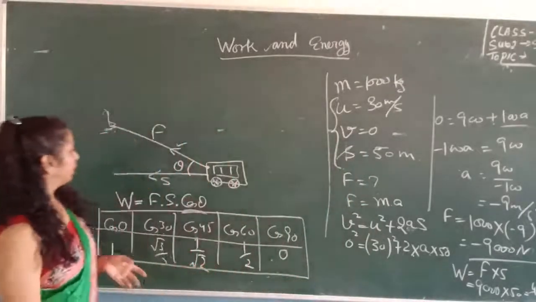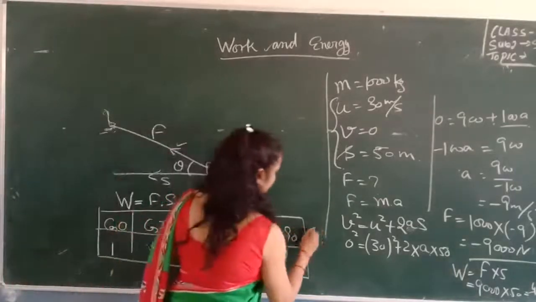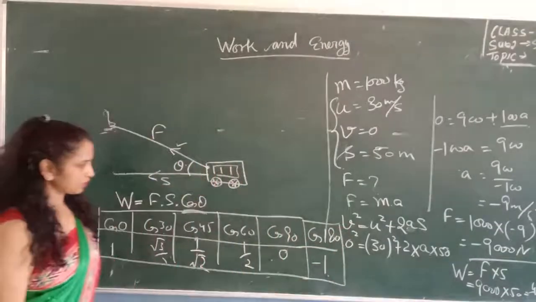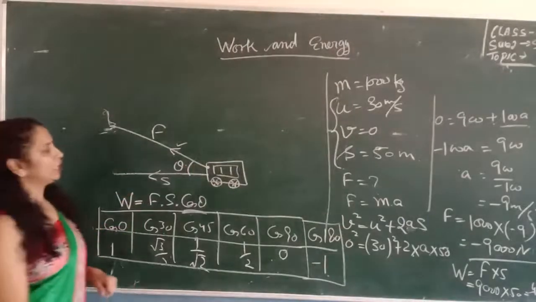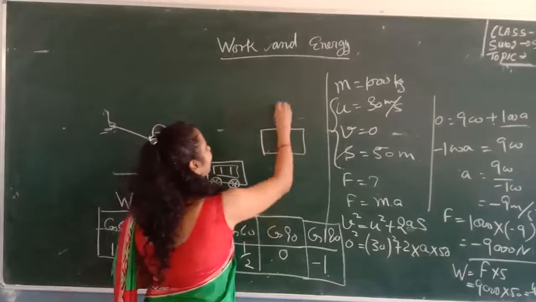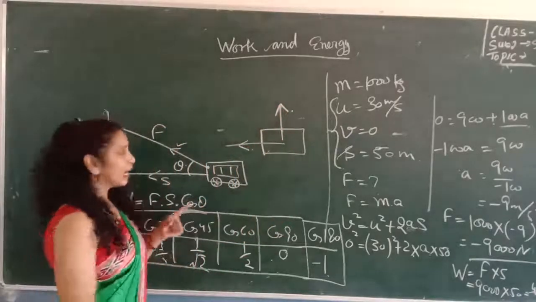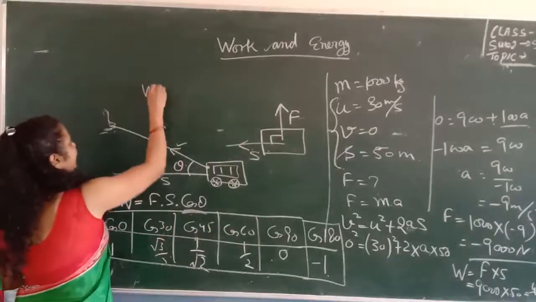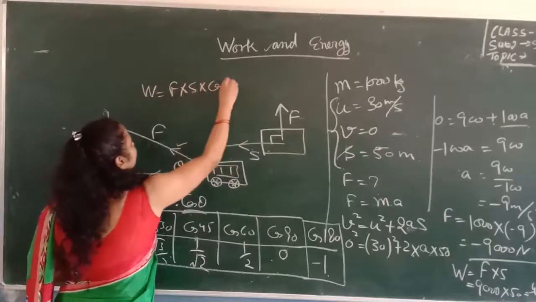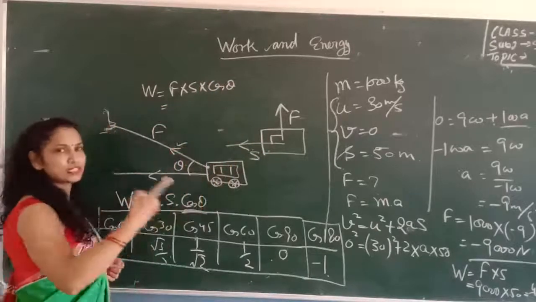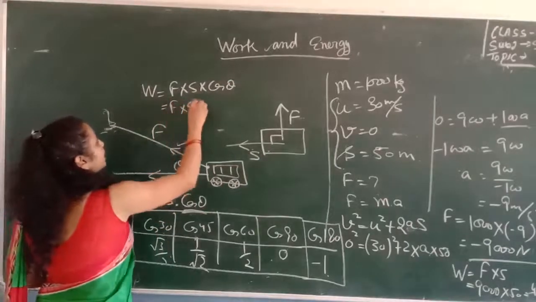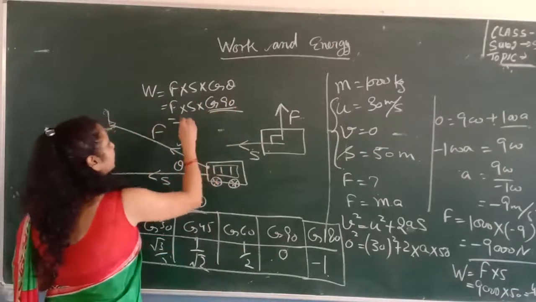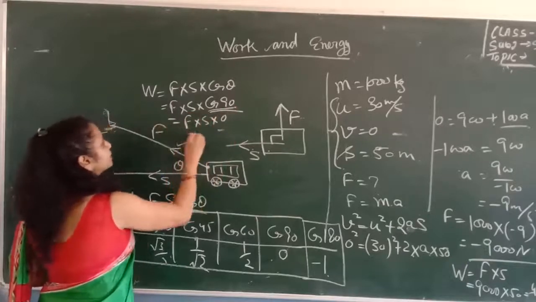Now let us discuss the values of cos 180 and cos 90. Cos 180 has the value minus 1. What happens if you are exerting the force in the upward direction and the displacement of the body is in this direction? Then the angle between the force and the displacement is 90. Then the work done is F into S into cos theta, where theta is equal to 90. So we say F into S into cos 90, and we know cos 90 is equal to 0. So if we put this value here, F into S into 0, we get the answer 0.